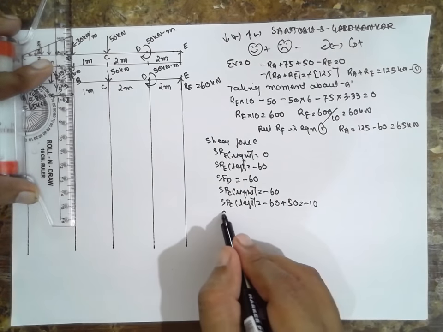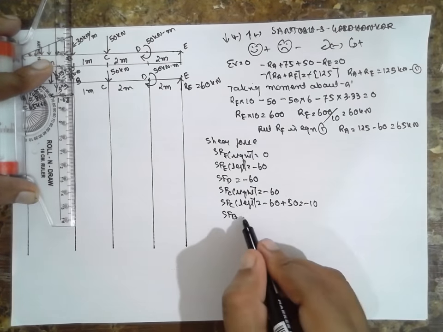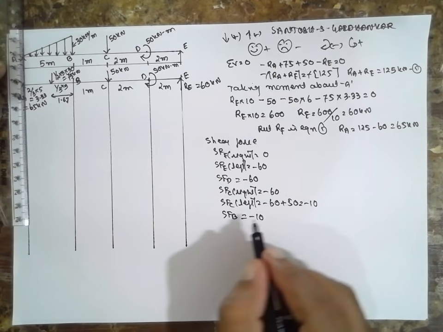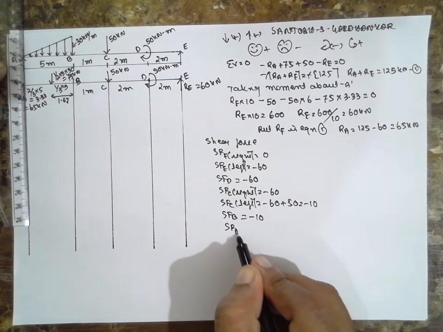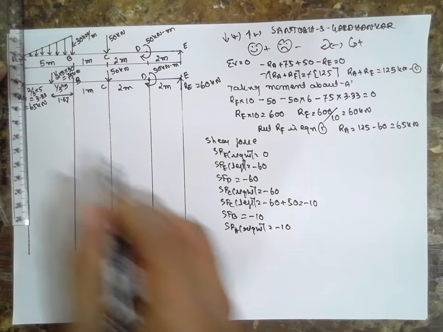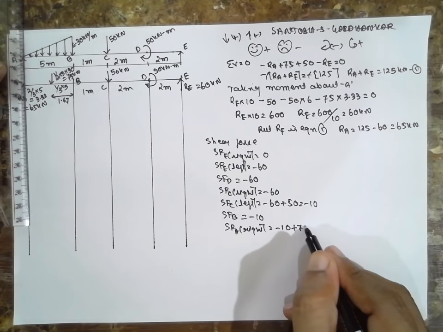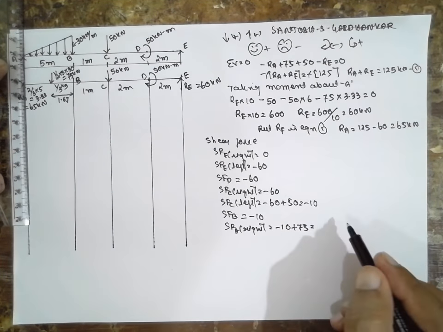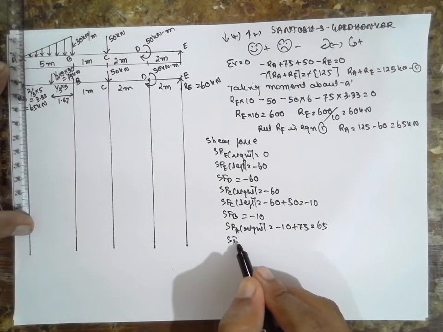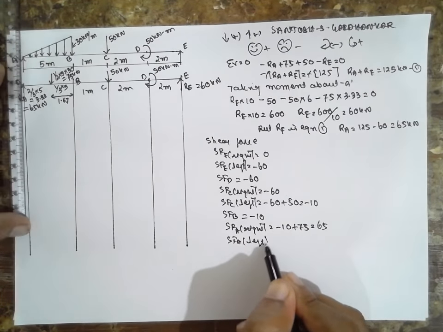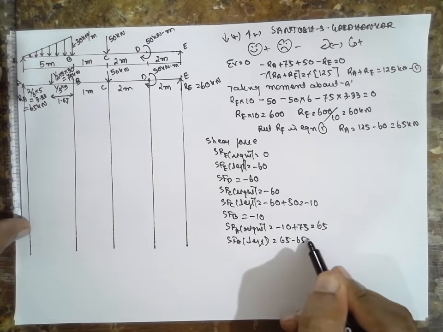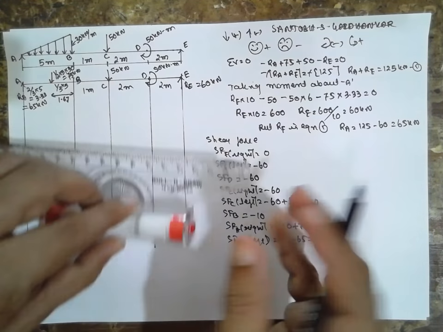At B, there is no load. SF at B, a single value, the previous value, minus 10. Now at A, right, minus 10 plus 75, answer is 65. SF at A, at left, the reaction will be there, 65 minus 65, it becomes 0. Now draw the diagram.